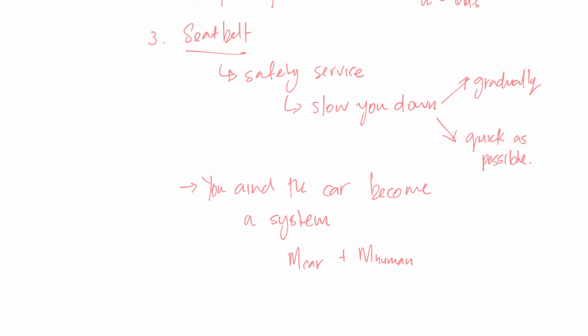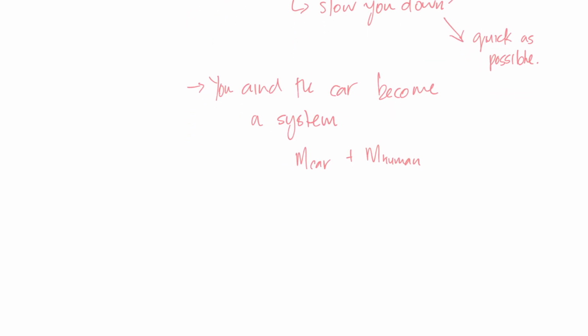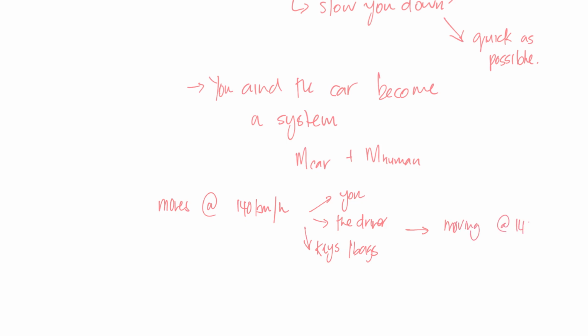The reason for that is, if your car is moving at, let's say, 140 kilometers per hour, that means that you, the driver, the keys, bags, and everything is also moving at 140 kilometers per hour.